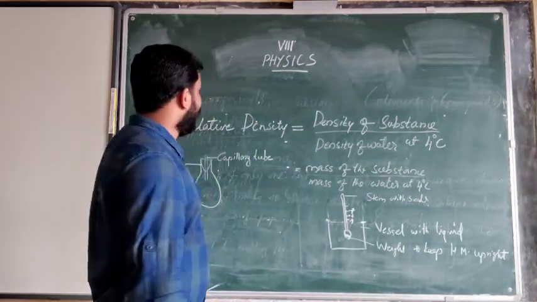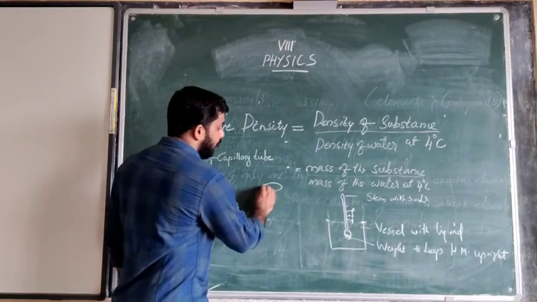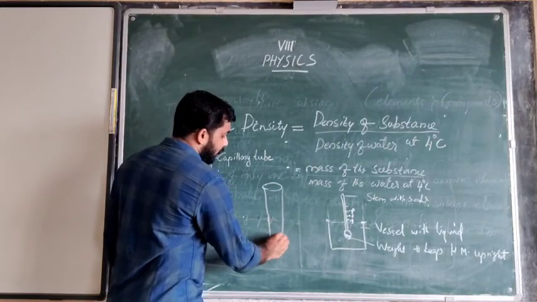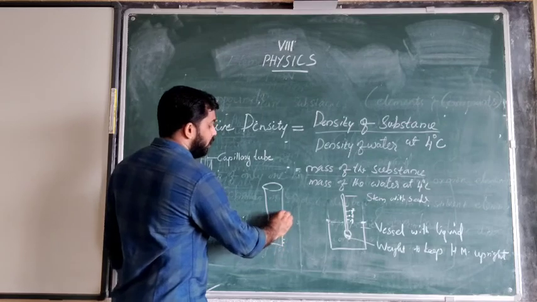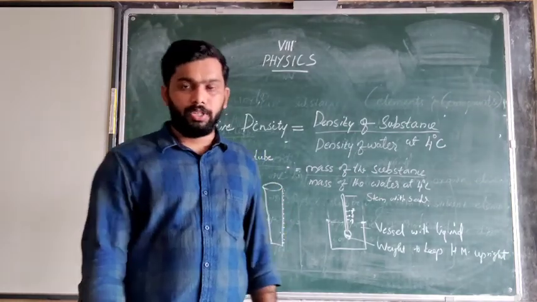First one, page number 18, activity 3 is given: a simple method to find the density of a liquid. In order to find the density of a liquid, we are going to take a measuring cylinder. As you know, on a measuring cylinder the volume can be measured, it is marked.